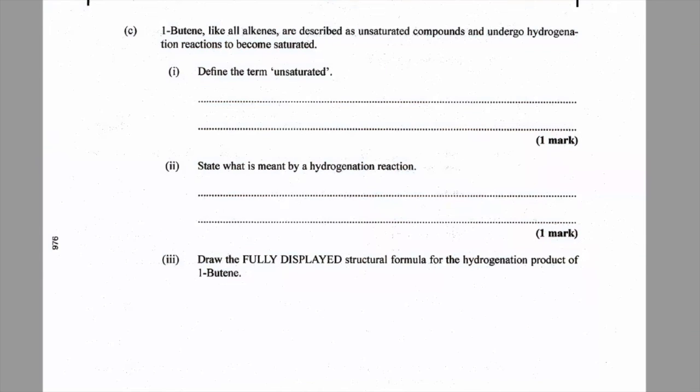Part C. There remain a few marks to make it up to 15. 1-butene, like all alkenes, is described as an unsaturated compound and undergoes hydrogenation reactions to become saturated. Define the term unsaturated. So unsaturated means that there is a carbon-carbon double bond, or that the compound doesn't have carbons that are only taking part in carbon-to-carbon single bonds. So unsaturated, let's just get that down.